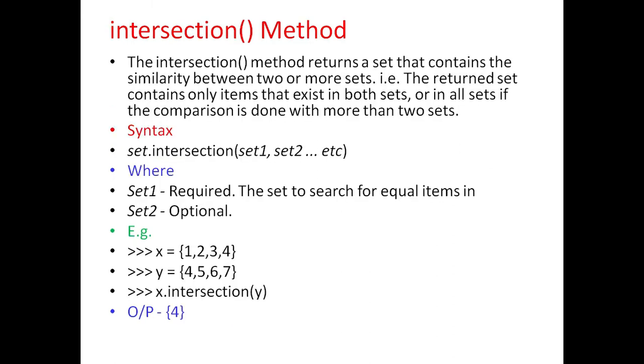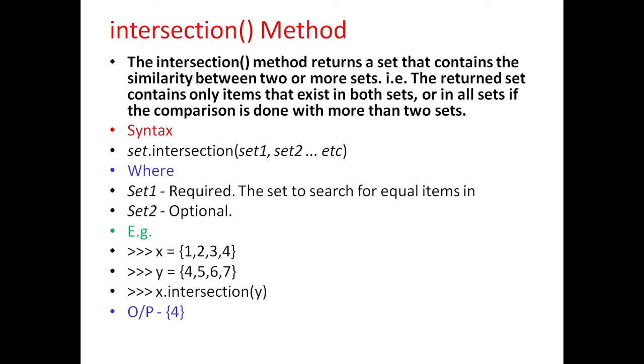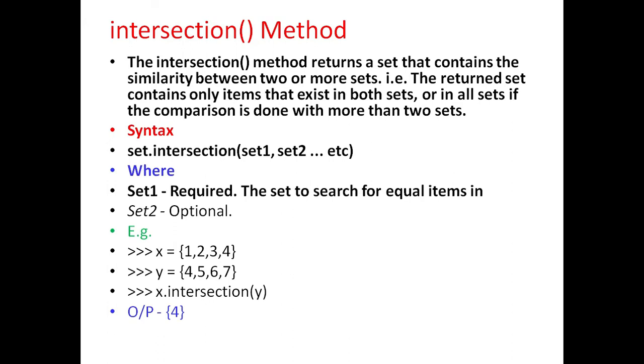Next is the intersection method. The intersection method returns a set that contains the similarity between two or more sets. That is, the returned set contains only items that exist in both sets, or in all sets if the comparison is done with more than two sets. The general syntax is set.intersection(set1, set2, etc.), where set1 is a required parameter and set2 is an optional parameter. For example, if set x is defined with elements 1, 2, 3, 4, and set y is defined with elements 4, 5, 6, 7, and we execute the method x.intersection(y), it will give the output 4, since 4 is common between the two sets.